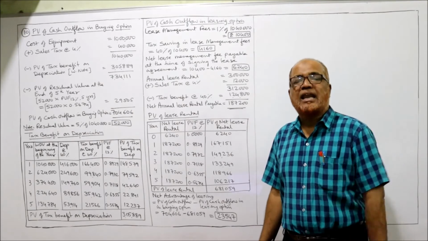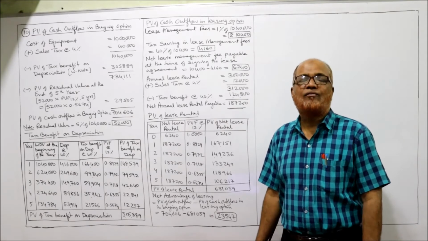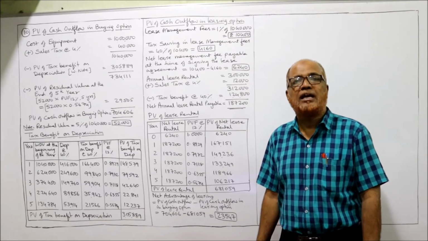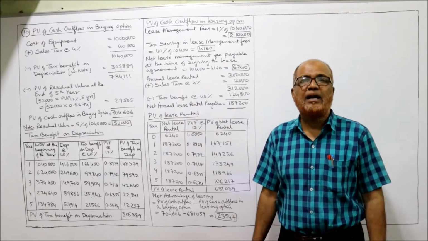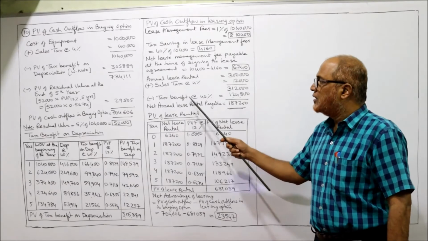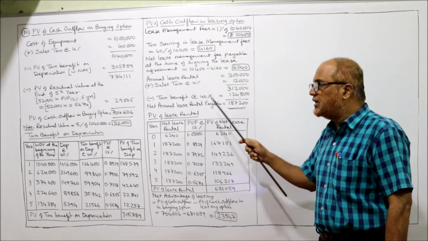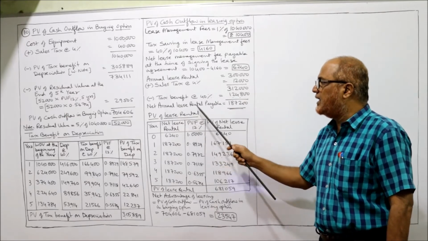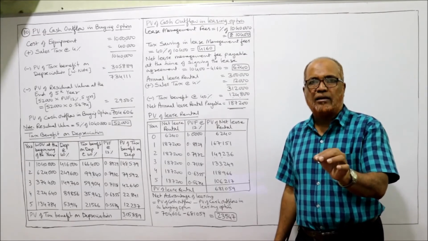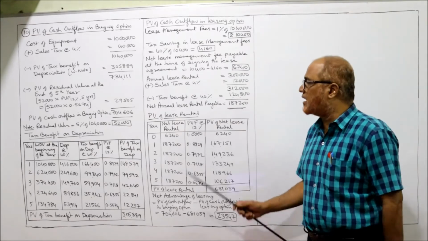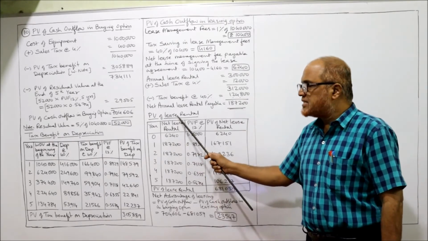When we pay, the lease rental will also be allowed as a deduction for computing the taxable income. Now, tax benefit 40%: 40% of 3,12,000 is 1,24,800. Deduct 1,24,800. The net annual lease rental payable is 1,87,200. Every year the net lease rental payable is 1,87,200. Right?